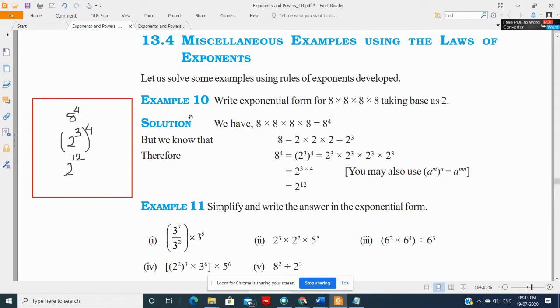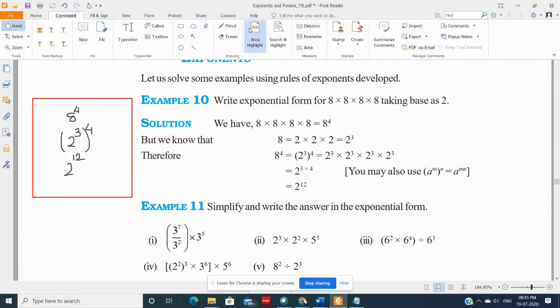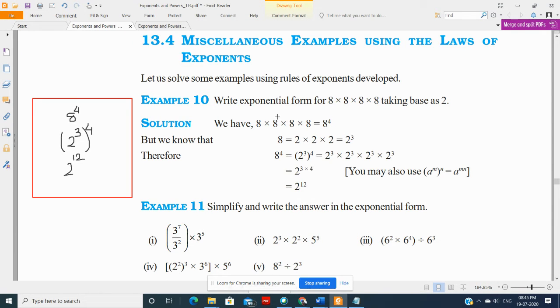So let's begin. See, in your 10th example, it's given that, just a minute, let me highlight it. Write the exponential form of this, taking base as 2. It means you have to write 8 multiplied by 8 multiplied by 8 multiplied by 8, but you need to take base as 2. So let's see how to do that. Basically 4 times 8 means 8 raised to 4. But you need to take base as 2.